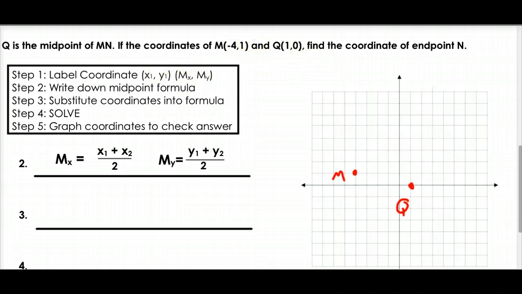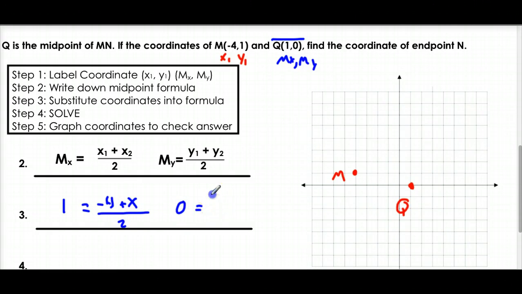So, first thing we're going to do, we're going to label everything. Our first endpoint is x1, y1. Our midpoint is mx, my. That's our midpoint right here. We're going to plug things in. All right, mx equals 1. Our x1 is negative 4. And we just fill the rest in. So it equals negative 4 plus x, because we're looking for the other x point, over 2. And our my is 0. And our y1 is 1 plus y, which we don't know, over 2.